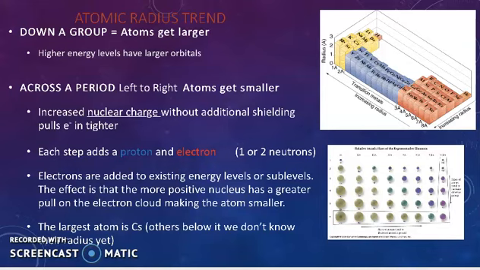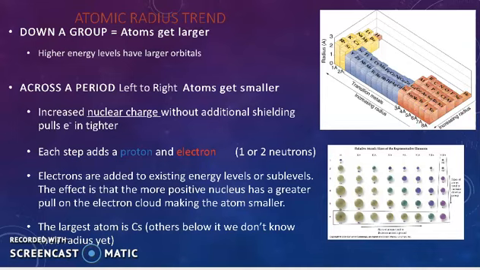So the ones in between, your furthest away electrons are still going to be the same distance away until you have an extra proton that's going to pull them in tighter. Each step does add a proton and an electron, and then around 1 or 2 neutrons. The electrons are added to the existing energy levels or sublevels, so the effect is that there's more positive nucleus, and the electrons are the same. As you add more electrons, they're the same distance away. There's a greater pull towards the center, that makes the atom smaller.